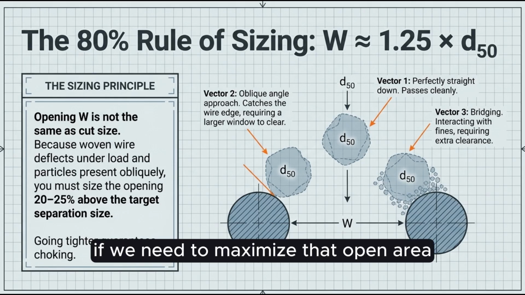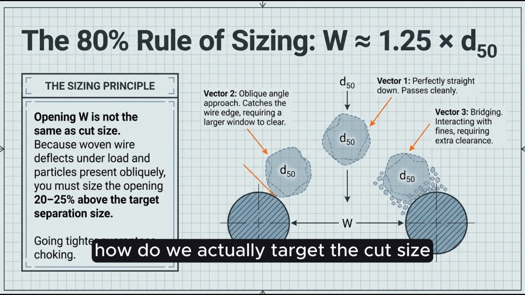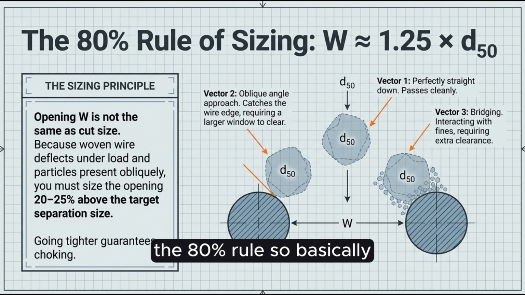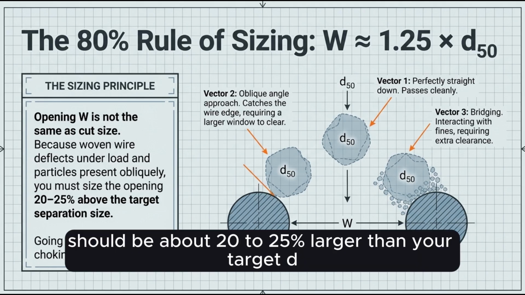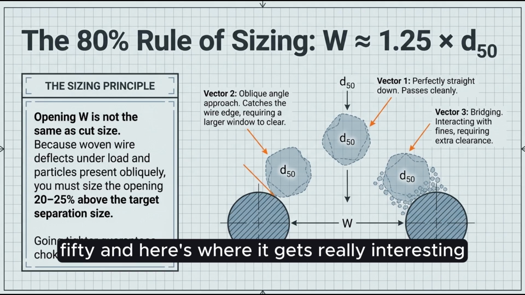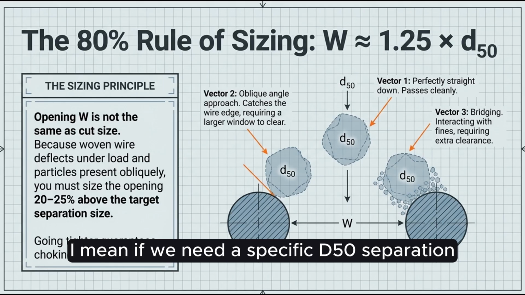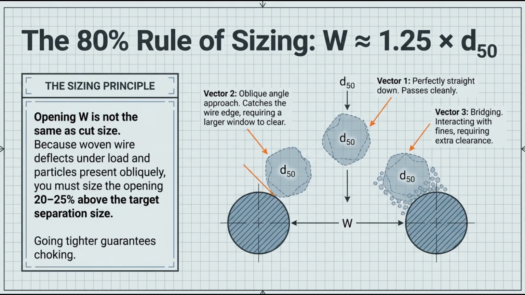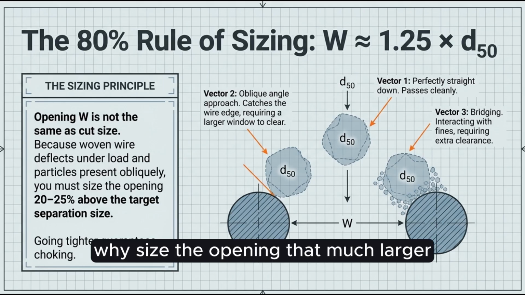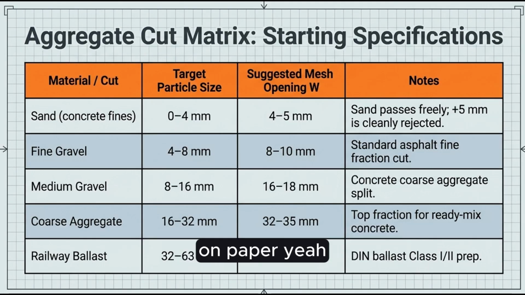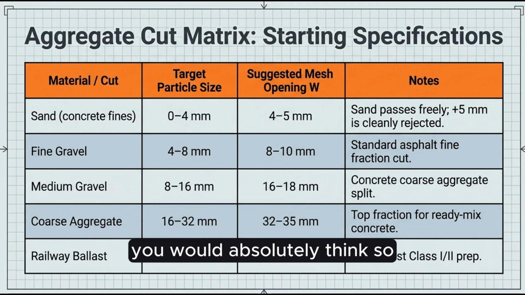Moving to the next slide. If we need to maximize that open area, how do we actually target the cut size? The handbook introduces the 80% rule here. Right, the 80% rule. Basically, your opening size should be about 20 to 25% larger than your target D50. And here's where it gets really interesting and honestly a bit counterintuitive. If we need a specific D50 separation, why size the opening that much larger? Doesn't that mathematically guarantee oversized contamination? On paper, you would absolutely think so.